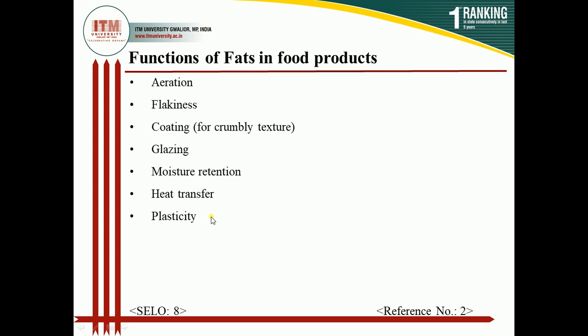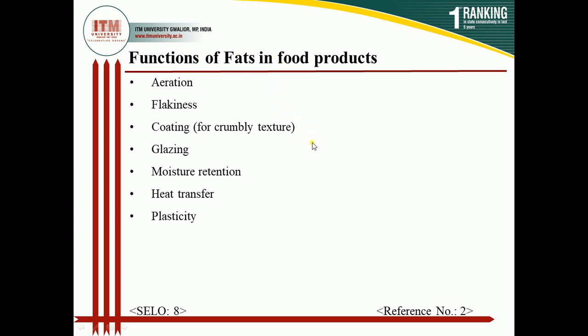Next is plasticity. In this, solid fats do not melt immediately, but soften over a range of temperature. As we increase the temperature, they soften, and the fats can be processed, and the fatty acids can be rearranged to alter their melting points. This is basically used to produce spreads and cheese that can be spread straight from the fridge. So these are the basic functions of fats in food products.